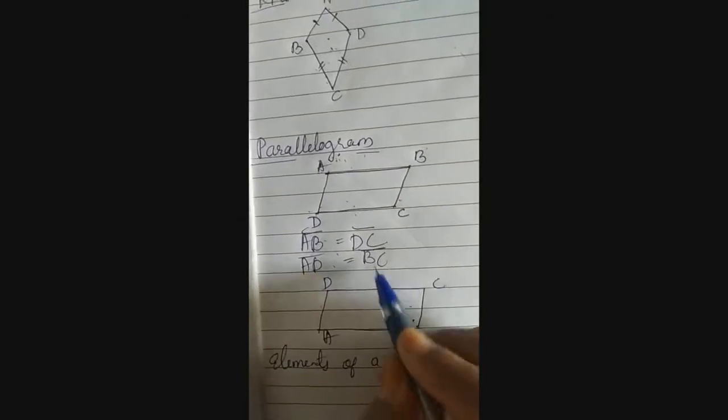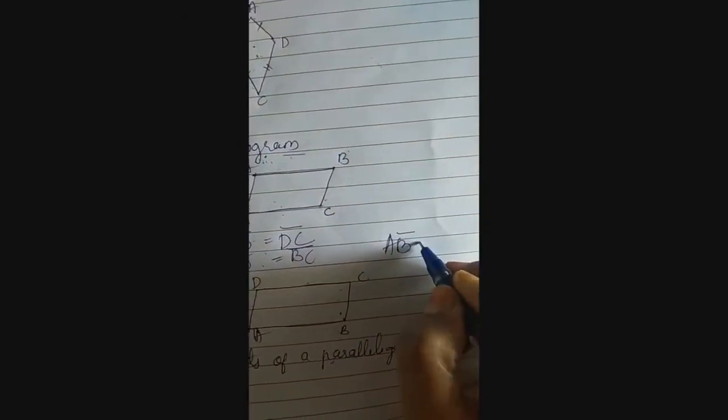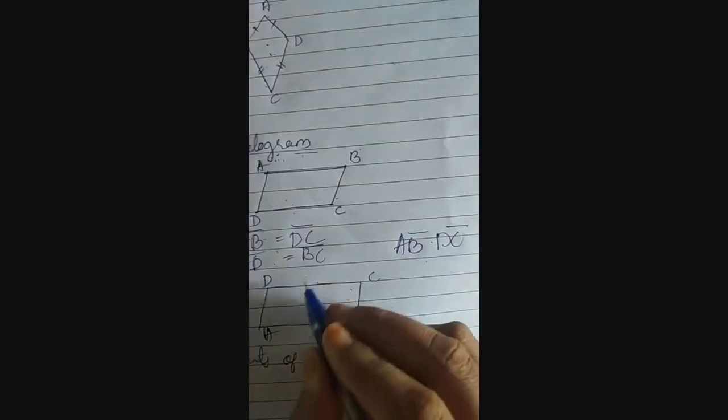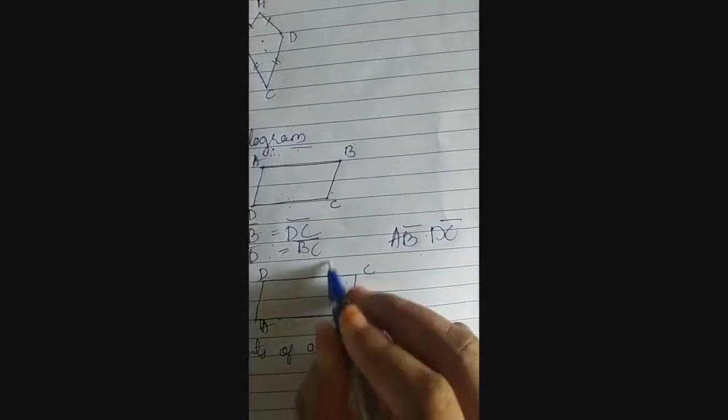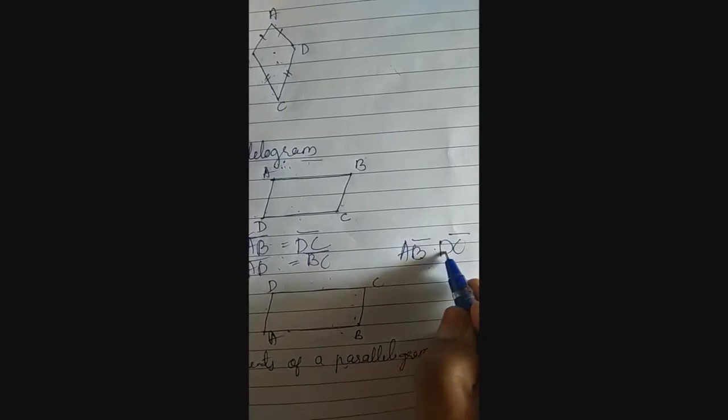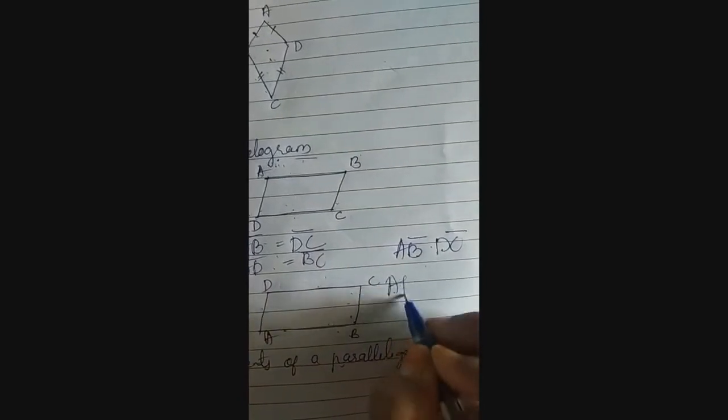In the given figure, AB and DC are opposite sides. AD and BC form another pair of opposite sides.